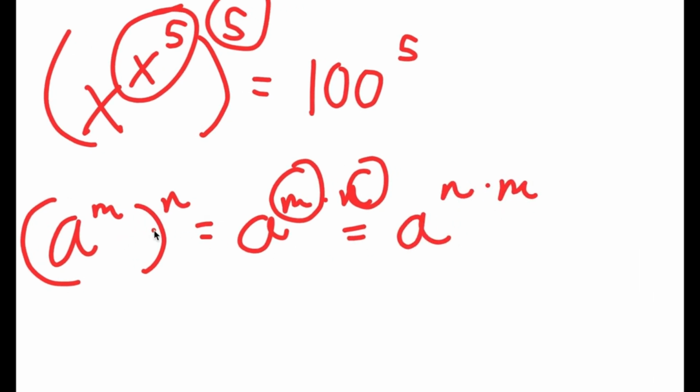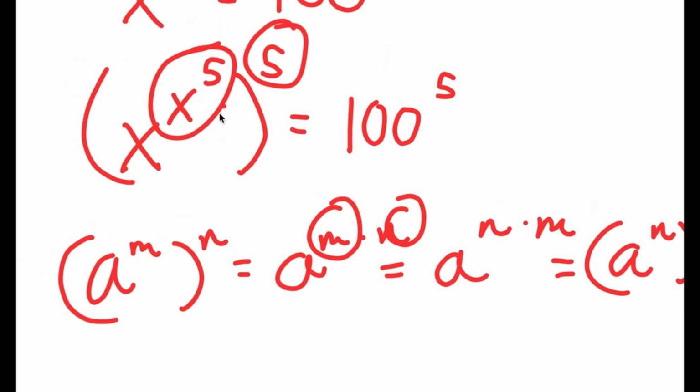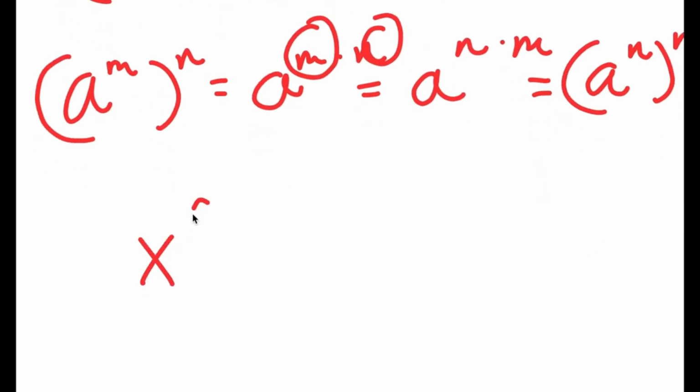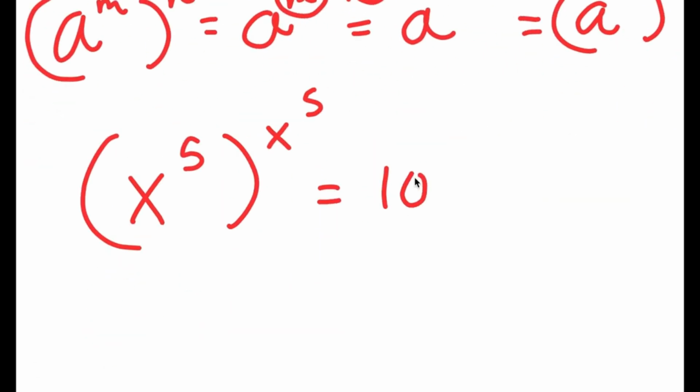Well, if I have something in the form a to the power of m to the power of n, and that's equal to a to the power of m times n, this means that a to the power of n times m should equal a to the power of n to the power of m. So x to the power of x to the power of 5 to the power of 5, I can switch the places of these two. And now this is going to equal x to the power of 5 to the power of x to the power of 5 is equal to 100 to the power of 5.